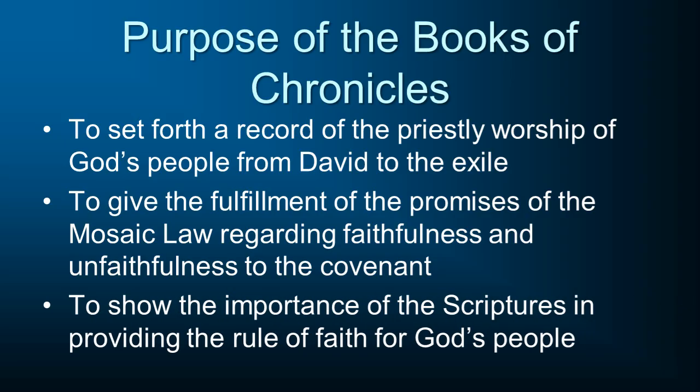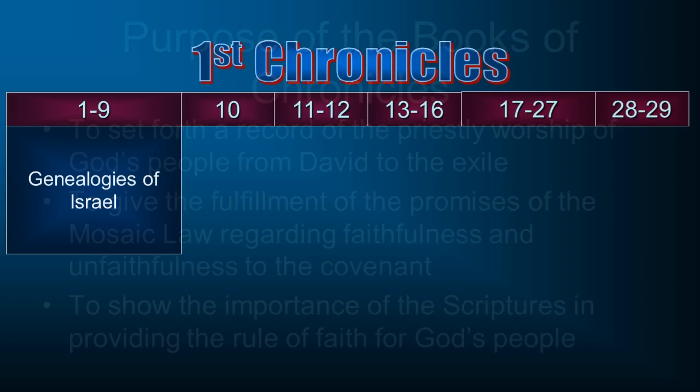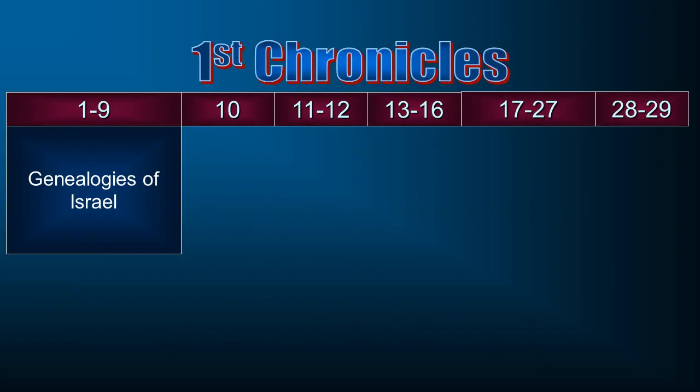Finally, it's going to show the importance of the scriptures in providing the rule of faith for God's people, because they're going to be reading the scriptures in the scriptural book. They're going to be looking at those times where they followed the scriptures and they obeyed them and everything went well. So we start off chapters 1 through 9, as we said, the genealogies of Israel.